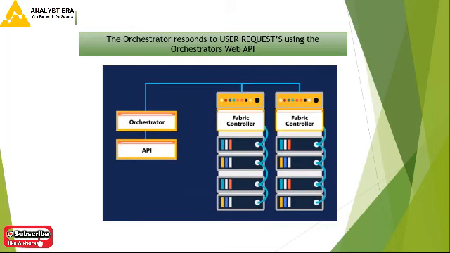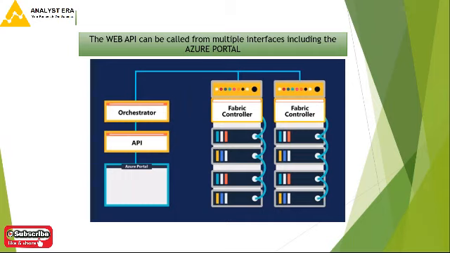Then you have an API. The orchestrator has an API. The API is essentially how you can access him. You can access the orchestrator using an API. He is exposing himself to the outside world using an API. That is what an orchestrator is doing. I can tap into the API using my Azure portal. This is where I will speak to the API. From the Azure portal, I speak to the API, and that API speaks to the orchestrator.